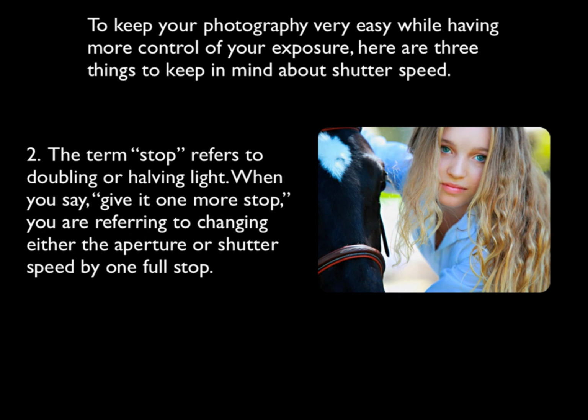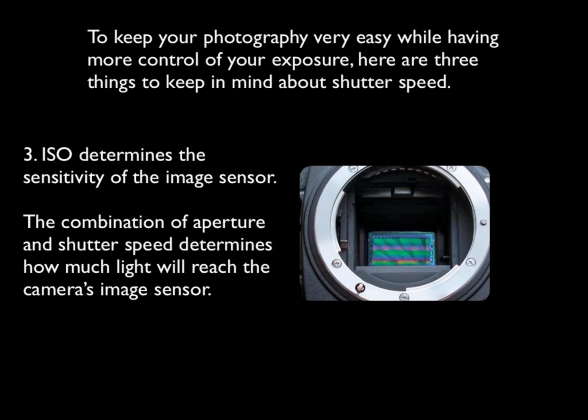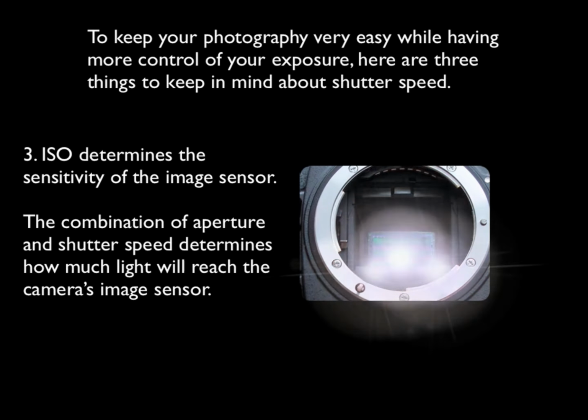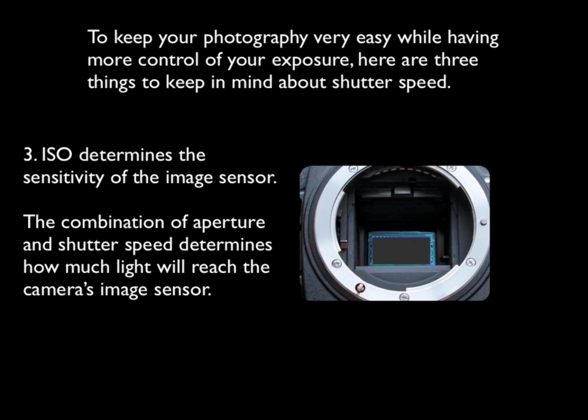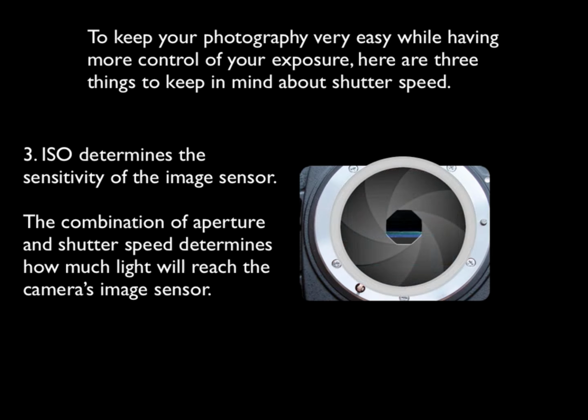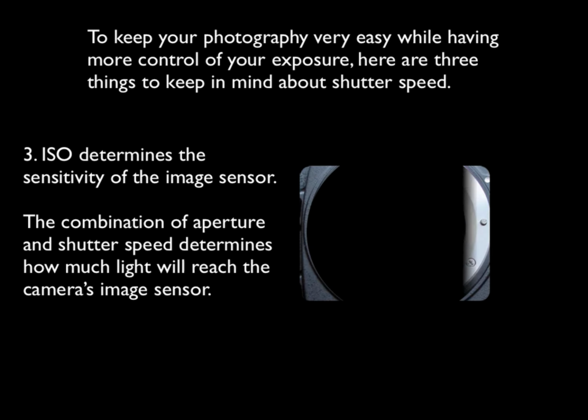Number 2, the term stop refers to doubling or halving light. When you say give it one more stop, you're referring to changing either the aperture or shutter speed by one full stop. Number 3, ISO determines the sensitivity of the image sensor. The combination of aperture and shutter speed determines how much light will reach the camera's image sensor.